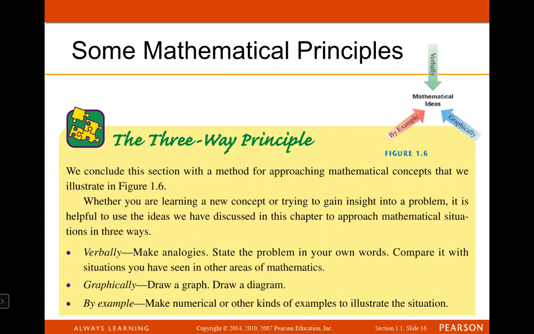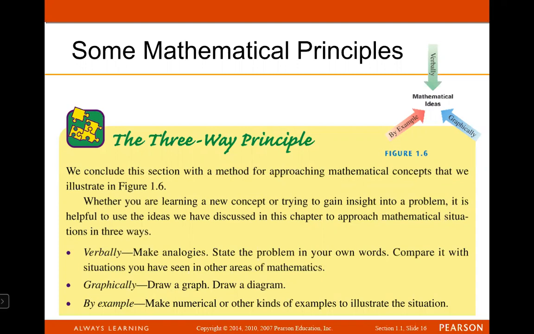The three-way principle is an approach to teaching that we use a lot. So often we try to give a verbal explanation, an example, and draw a picture if we can. So we conclude this section with a method for approaching mathematical concepts that we illustrate in figure 1.6. It shows three arrows pointing toward mathematical ideas. One arrow stands for verbally explained, one arrow stands for graphically explained, and one arrow stands for explained by example.